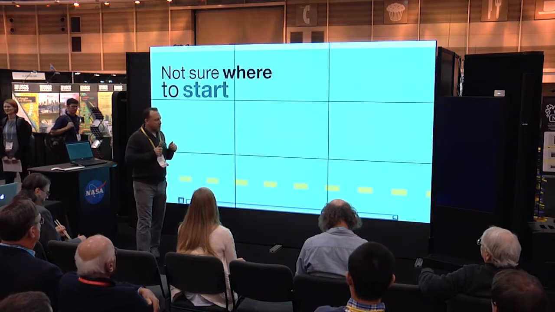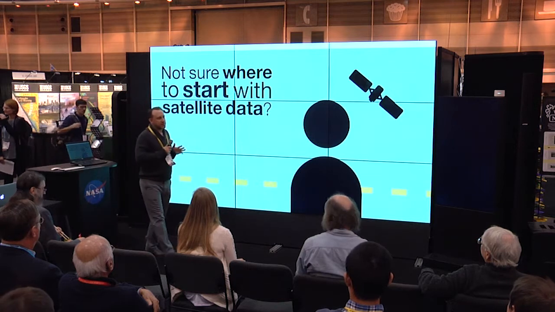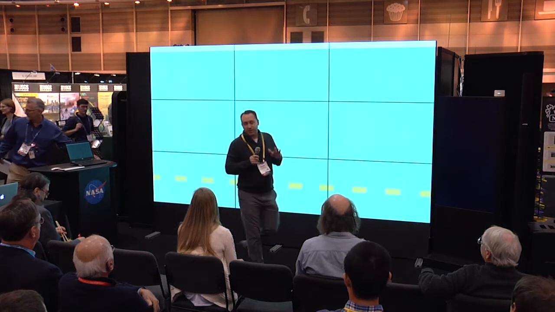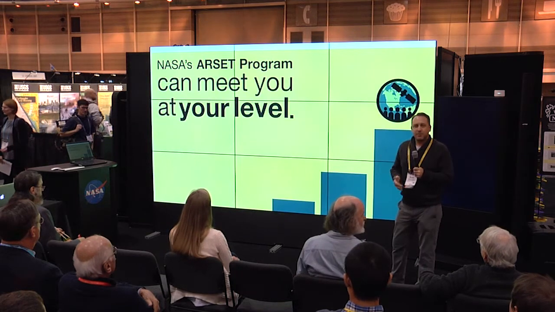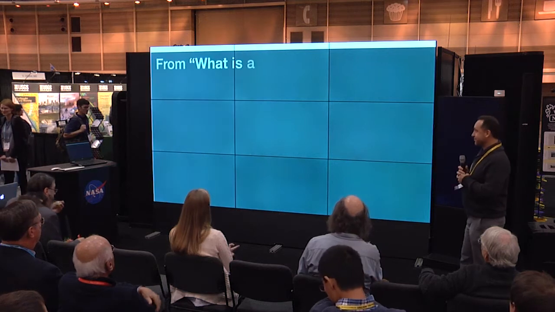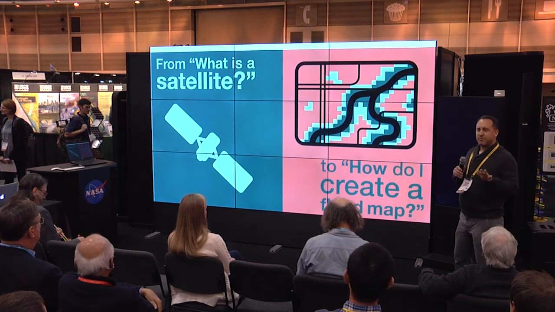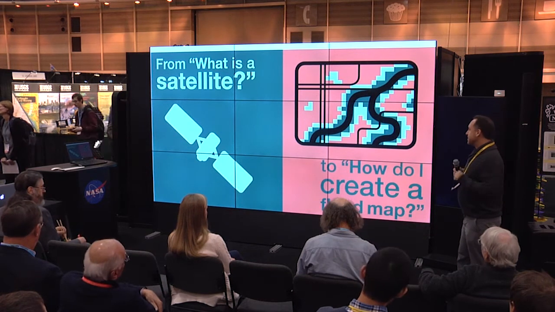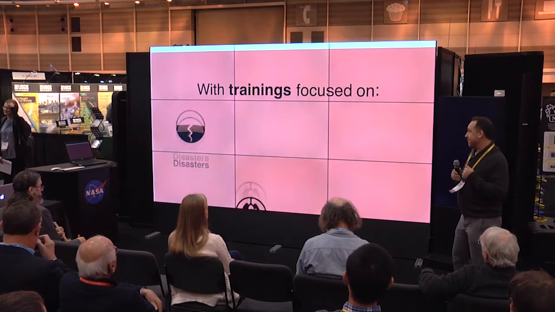What we do at the Applied Remote Sensing Training Program is we build capacity for NGOs, for nation states, large and small, to help monitor. And we can help you get familiar with the Earth observations and the satellites that you might be using. We start with some of the most fundamental things, even if you're not familiar with remote sensing at all, like what is a satellite? Or to more complex things like, how do I build a flood map?